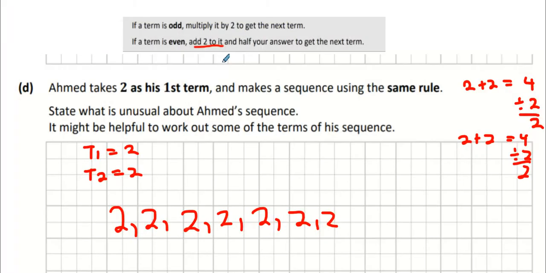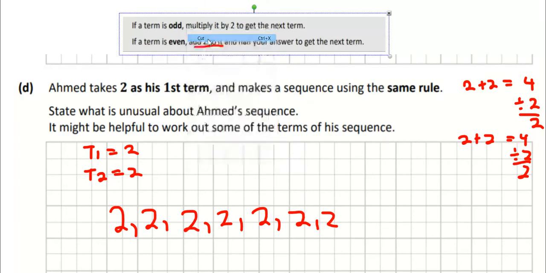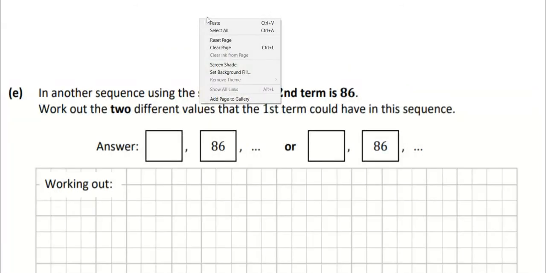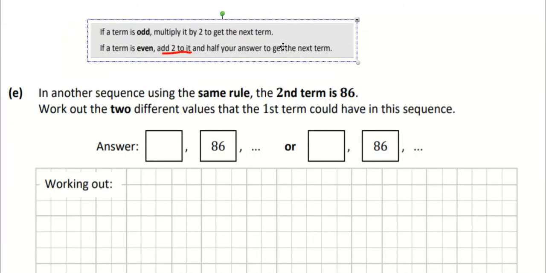E. Another sequence uses the same rule. Oh god, we're going to do another one. This is quite painstaking. So let's go again. I mean, exciting. Now, the second term is 86. Work out 2 different values the first term could have been in this sequence.